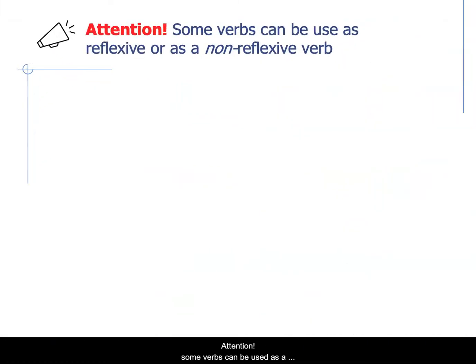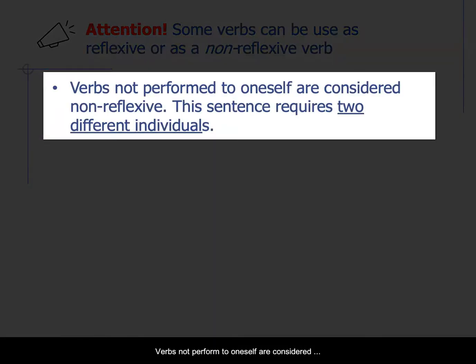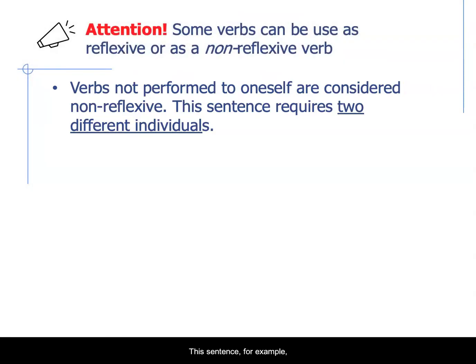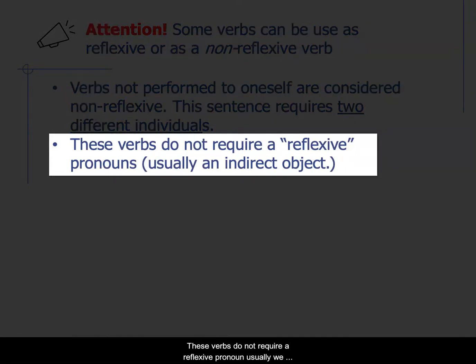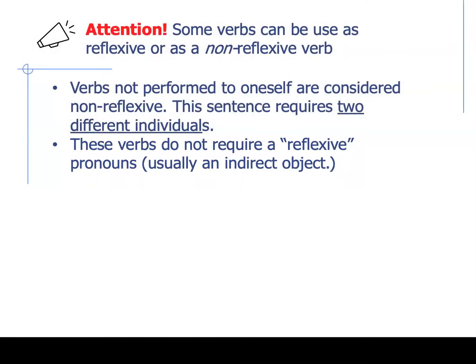Attention, some verbs can be used as reflexive or as a non-reflexive verb. Verbs not performed to oneself are considered non-reflexive. This sentence, for example, requires two different individuals. These verbs do not require a reflexive pronoun. Usually we use an indirect object. I'm going to explain in a minute.